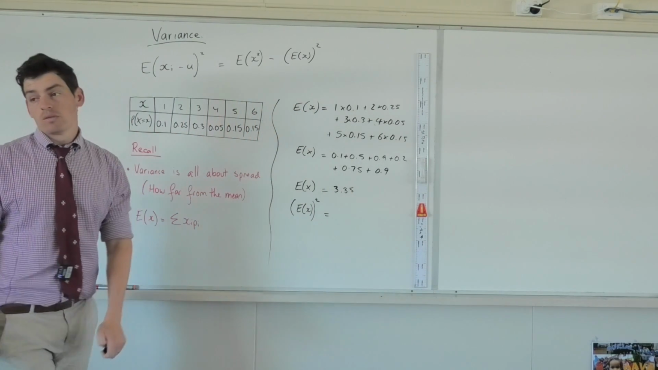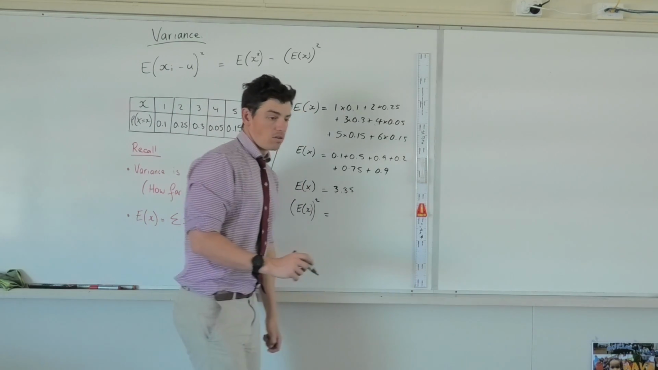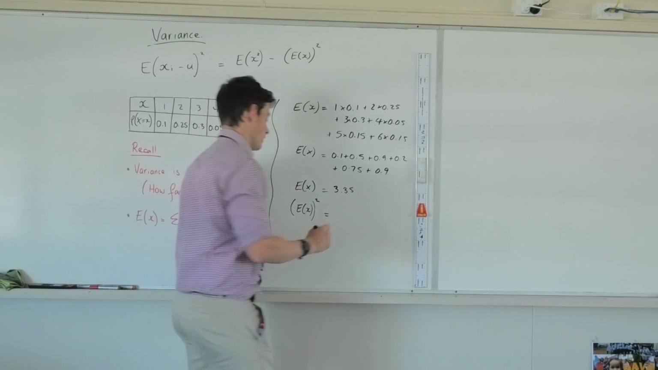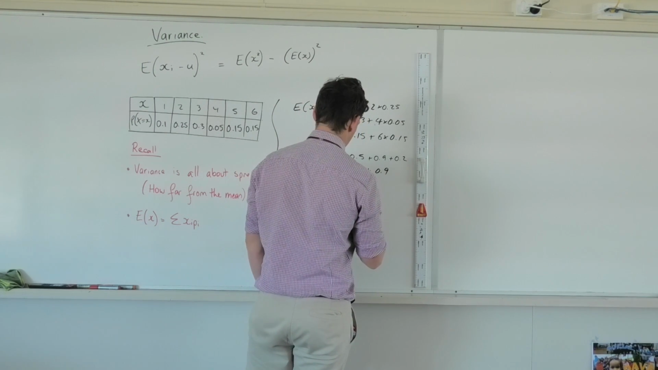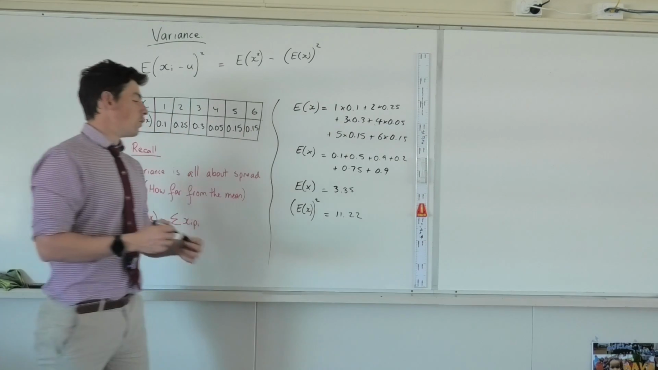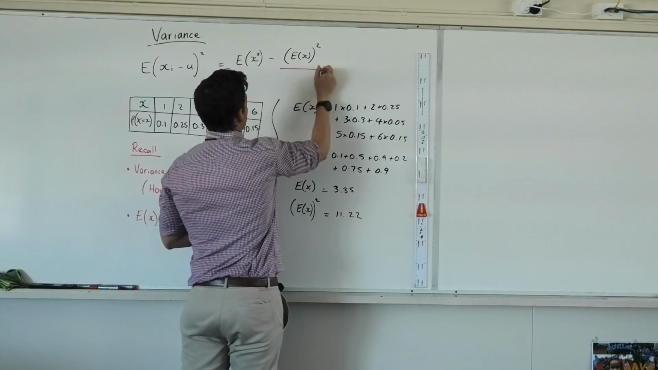And then I need to square that value. That'll give you something near 10, but it's 11.22. There we are. 11 point... what is it? 22. 22. Thank you. So I've already found... I'll just put in the red box. I've found this value here.